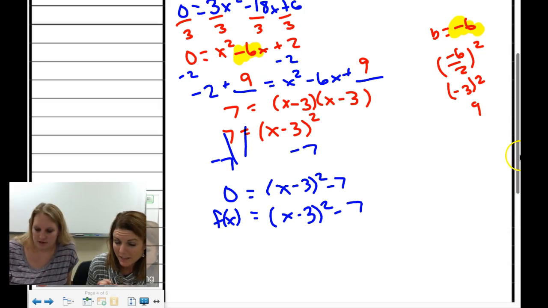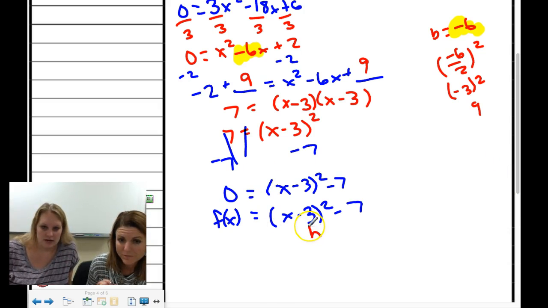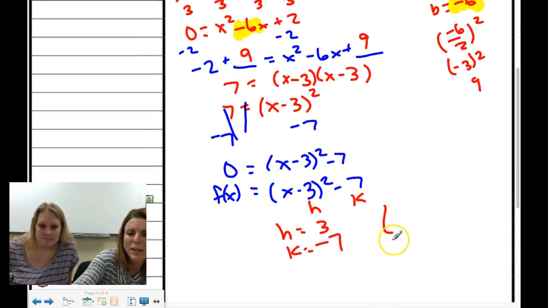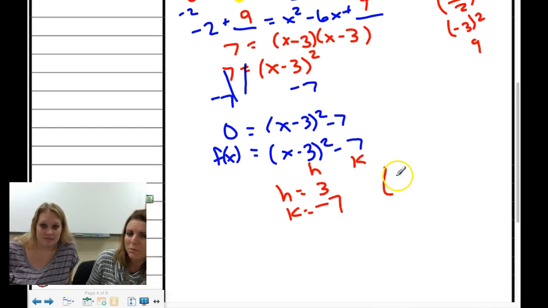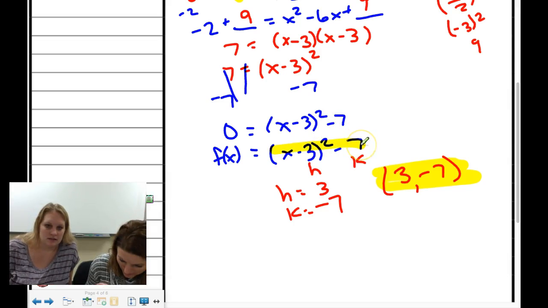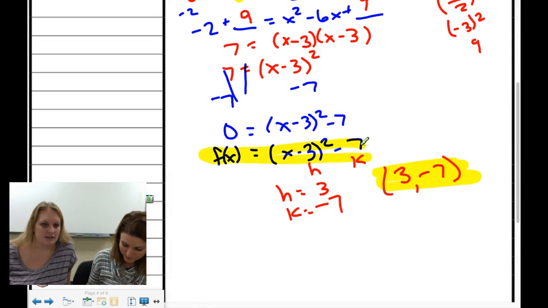Now we have to find our h and our k. Here's our h, here's our k. So remember h is opposite, so it's 3. And k is -7. And then if we want to write the vertex, it would be 3, -7. So let's highlight what we want them to give us. So we want this and this. Yes, perfect. Great job.